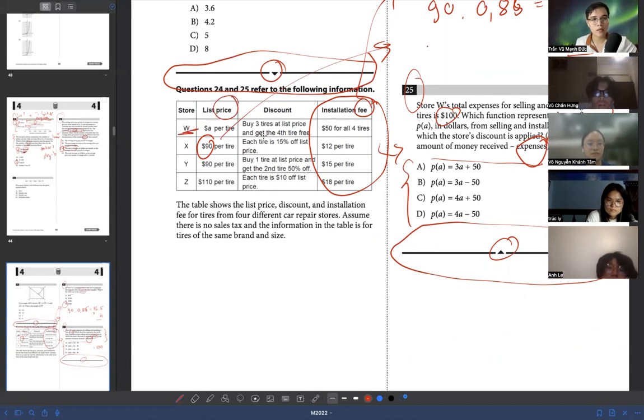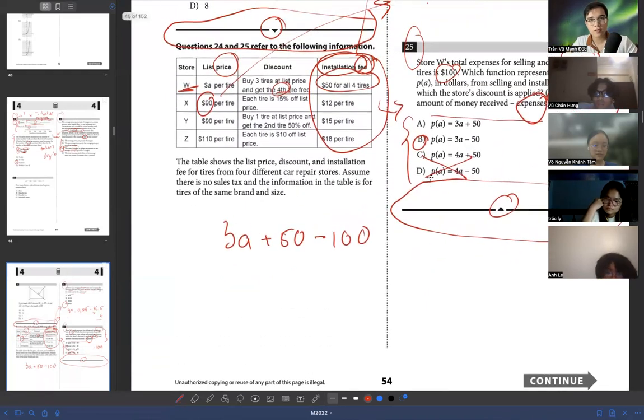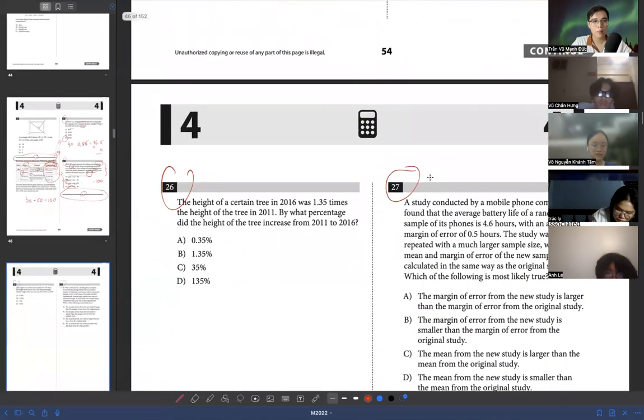Store W, they are quite generous. They give out the fourth one for free. So if they are installing 4 tires, you just need to pay the price of 3. Okay, so you have 3A, cross out C and D already. 3A, and installation for all tires is 50. So plus 50 minus 100, you get B. Pretty easy.